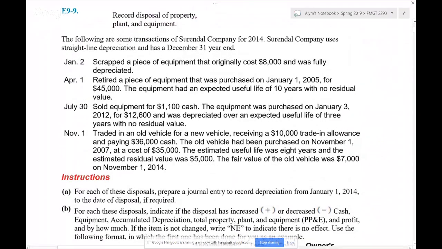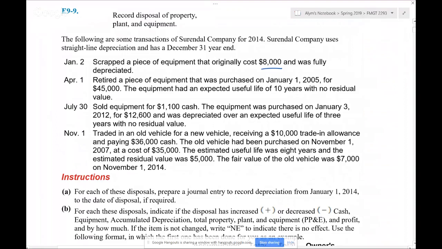Okay, we'll walk through one question and then we'll see how things are going. The following are some transactions of Surrendell Company for 2014. They use straight line depreciation. They've got a December 31st year end. The first transaction is on January 2nd. We scrapped a piece of equipment that originally cost $8,000.